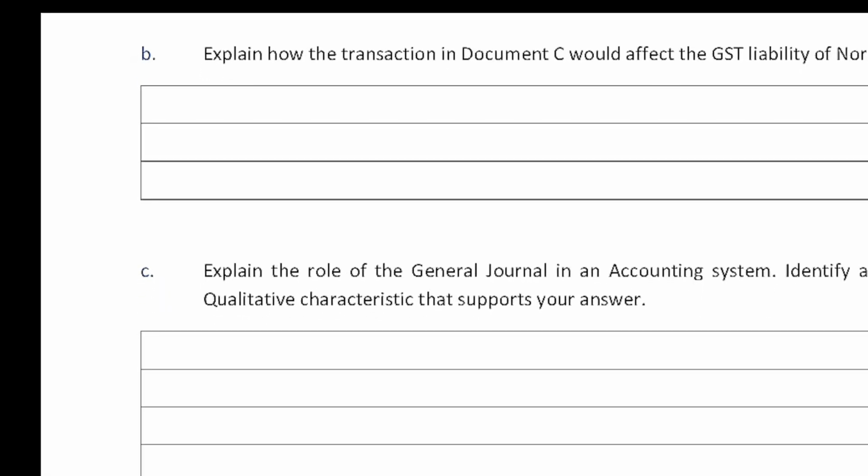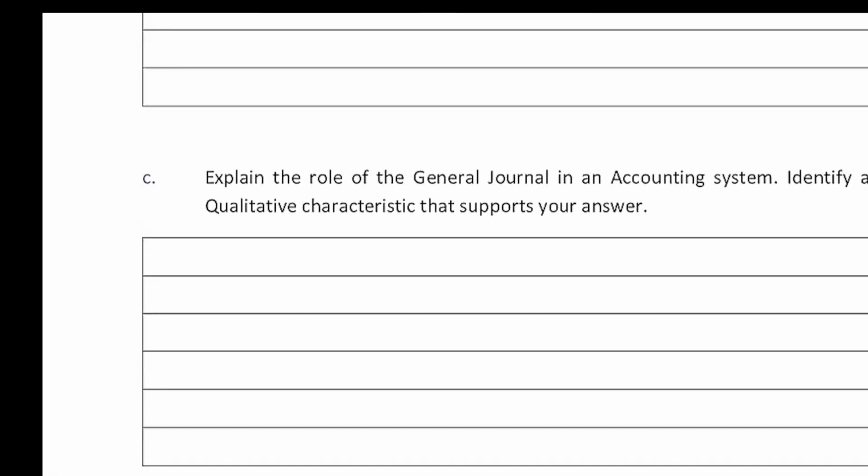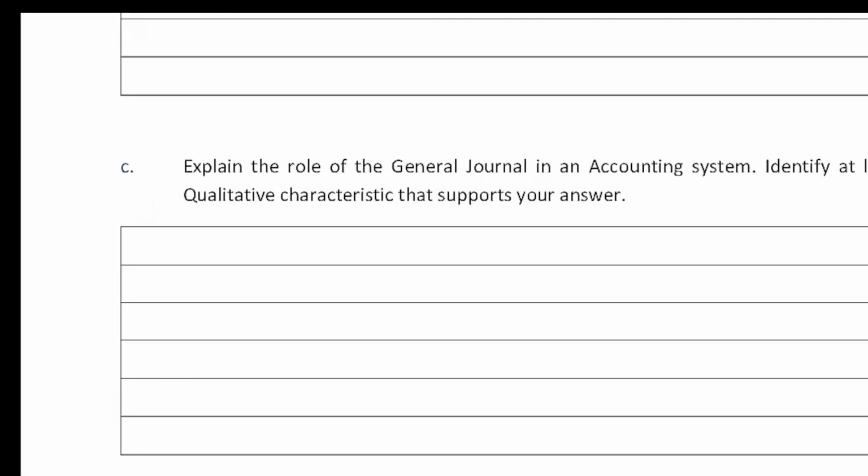Next one. Part C. Explain the role of the general journal in an accounting system. Identify at least one characteristic that supports your answer. By the way, I want to check. Did I give you the note for the general journal? I can't remember actually.